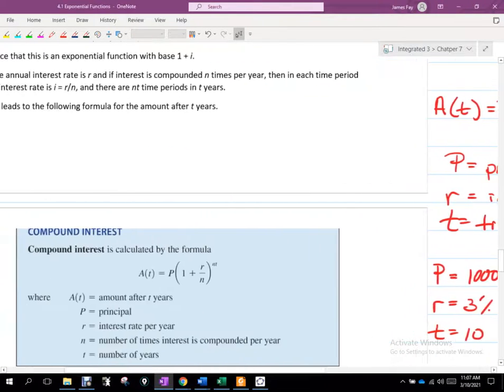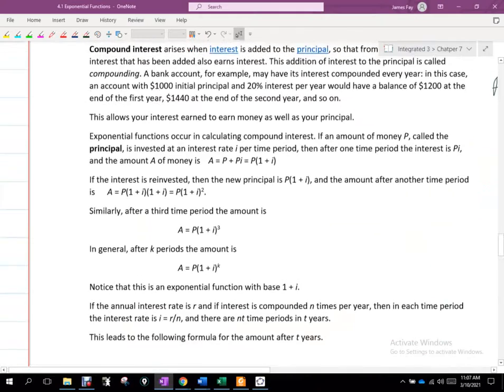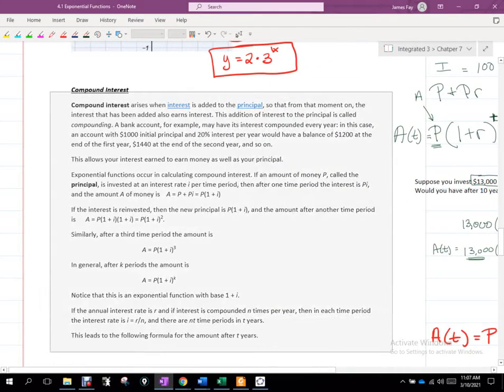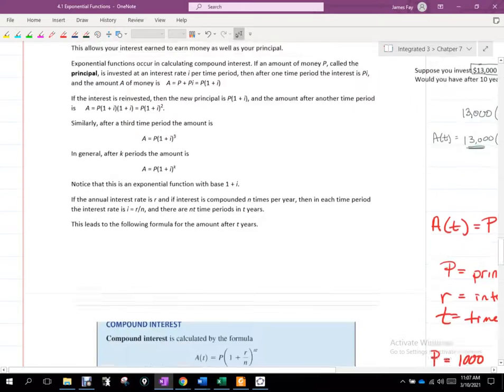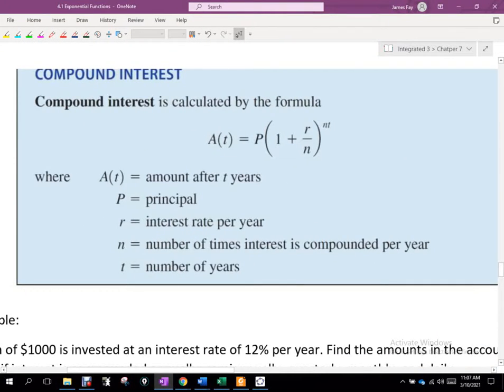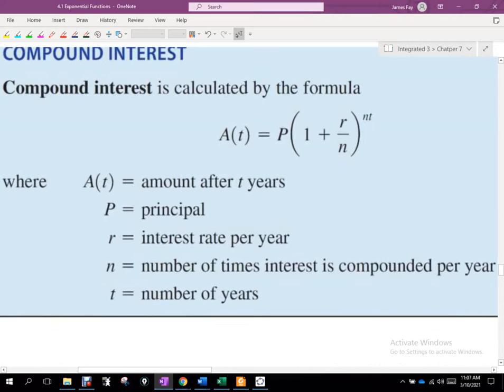Okay. And I don't want to get into great detail. A lot of the formula, if you want to read that on your own, it explains the algebra behind this formula. Okay. But our formula for compound interest is this: the amount after a time t is equal to the principal times 1 plus the interest rate divided by n, raised to the nt.